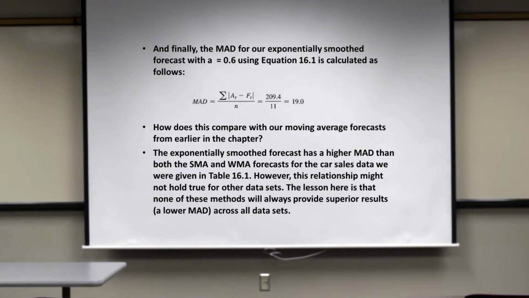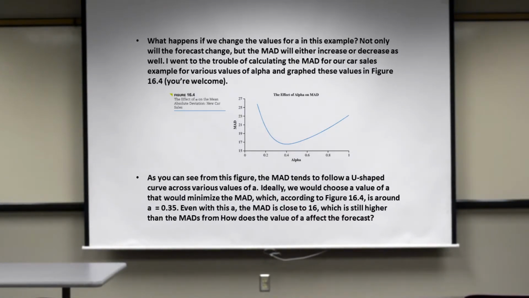How does this compare with our moving average forecast from earlier in the chapter? The exponential smoothed forecast has a higher MAD than both the SMA and WMA forecasts for the car sales data we were given in Table 16.1. However, this relationship might not hold true for other data sets. The lesson here is that none of these methods will always provide a superior result, a lower MAD, across all data sets. What happens if we change the value for alpha in this example? Not only will the forecast change, but the MAD will either increase or decrease as well.